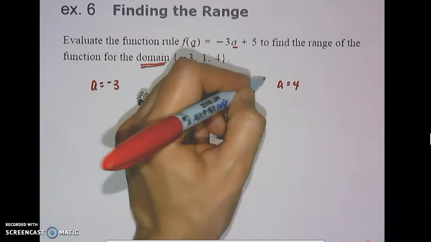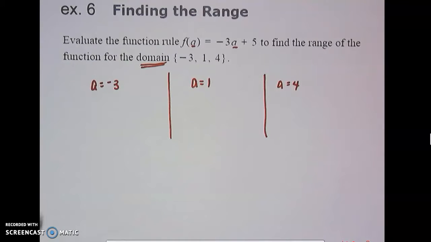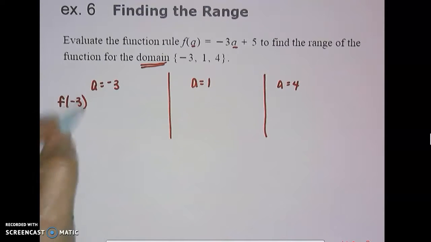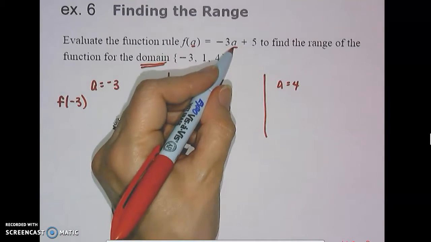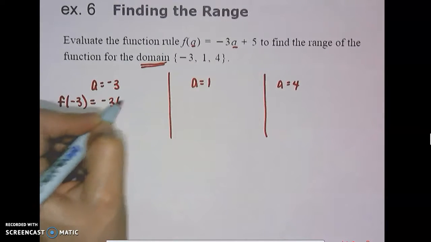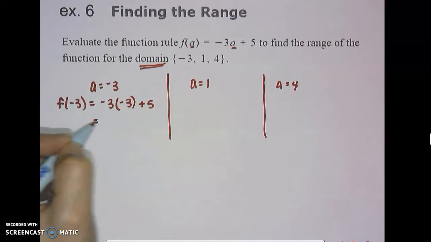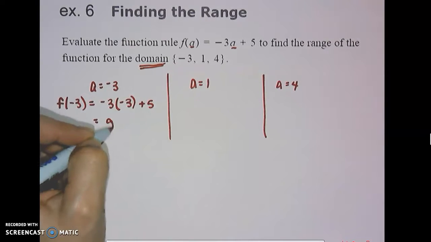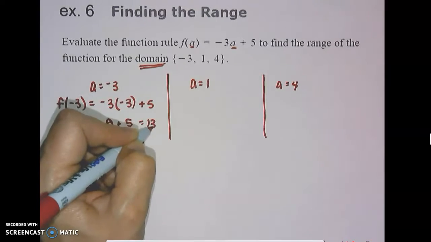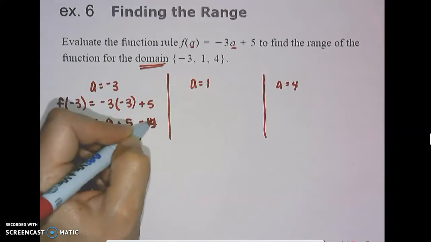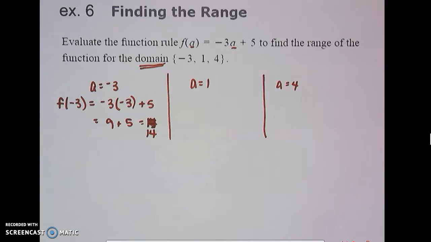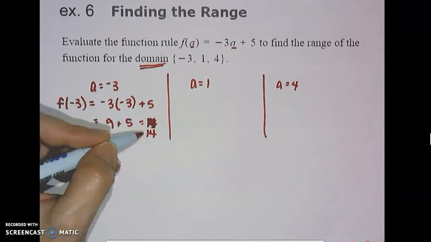So I'm going to block these off from each other. If we're going to evaluate this function for negative 3, we're going to find f of negative 3. What does that mean? We're going to plug this value of negative 3 in for a in that original function. So we have negative 3 times our a value, which is also negative 3, plus 5. Negative 3 times negative 3 is 9, plus 5 gives us 14 as our answer. So f of negative 3 is 14.